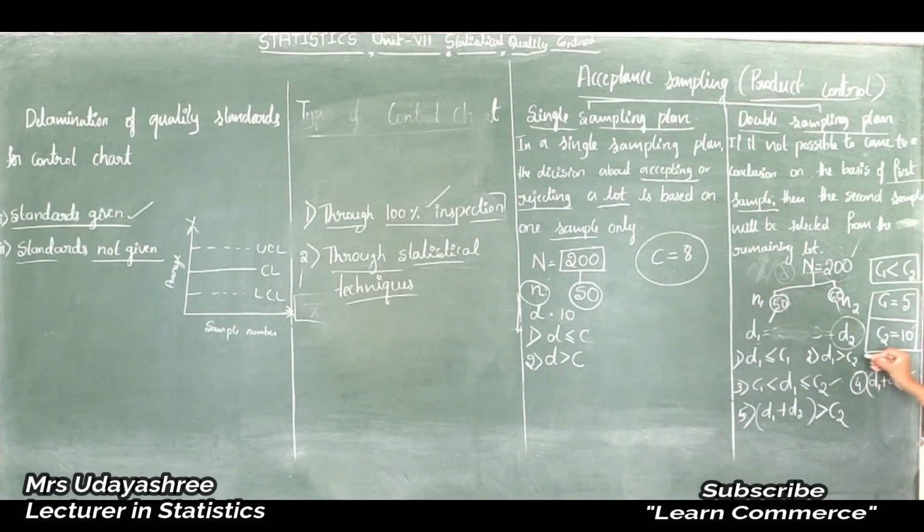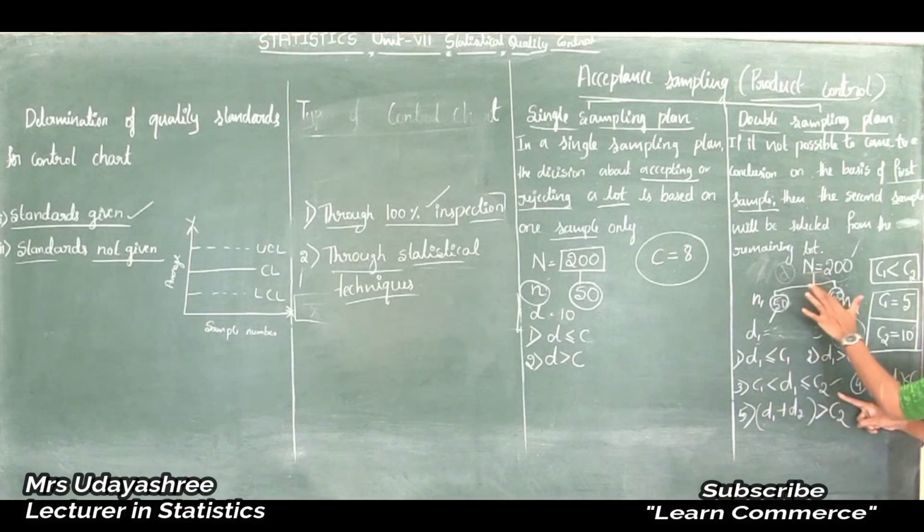Okay, this is all about the procedure of the double sampling plan. What is the procedure, students? Here the first condition is D1 less than or equal to C1, then the lot is accepted, and these defectives are replaced by good ones. If we get D1 greater than C2, then this lot is rejected and the entire lot is inspected through 100% inspection and these defectives are replaced by good ones. Next, the third condition: if we get C1 less than D1 less than or equal to C2, in this case we need to draw one more sample, of size N2.